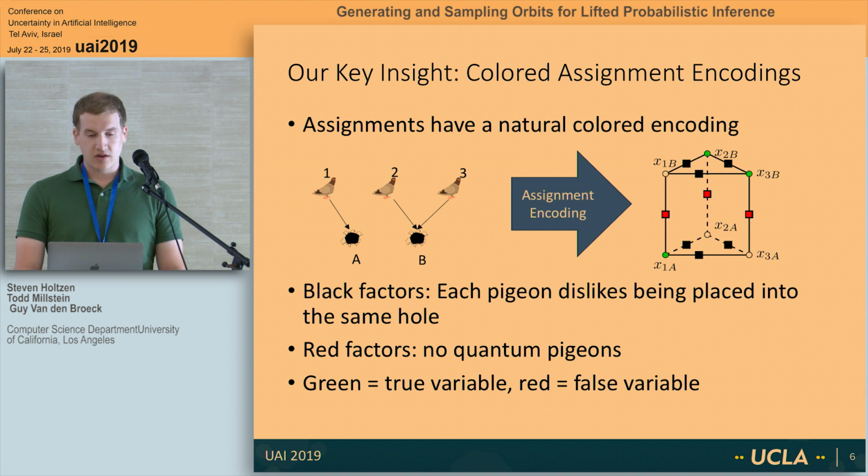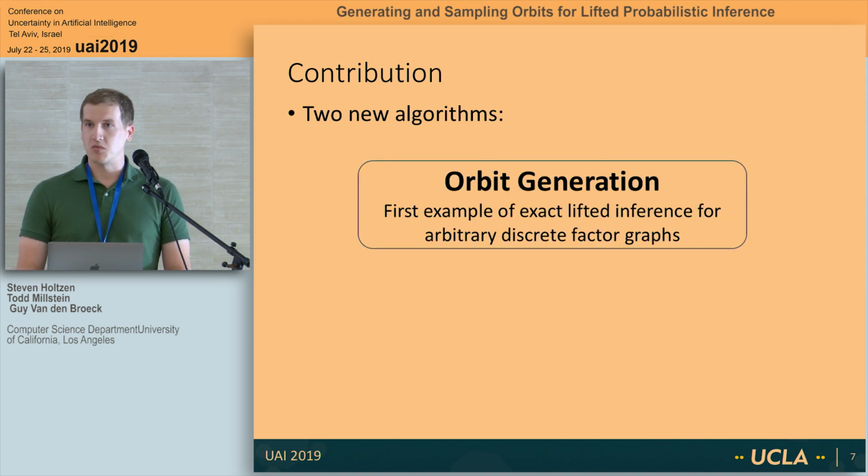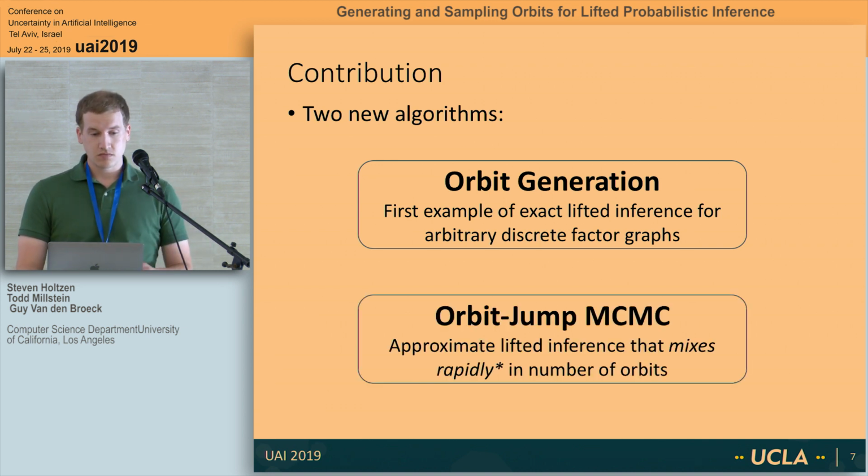But we're going to have one extra twist, which is that we also encode the variable assignments as colors. So if we have pigeon 1 in hole A, then that variable will be this bright green color. So that means that variable is true. And since pigeon 1 isn't in hole B, that variable node will be white. And we're going to use graph isomorphism tools to find and exploit these symmetries.